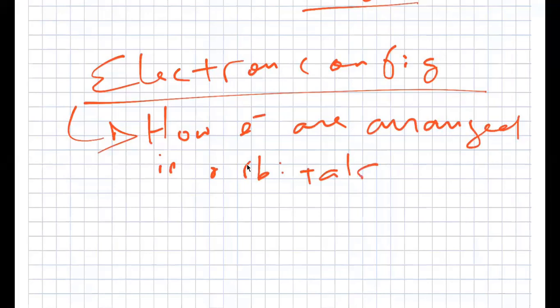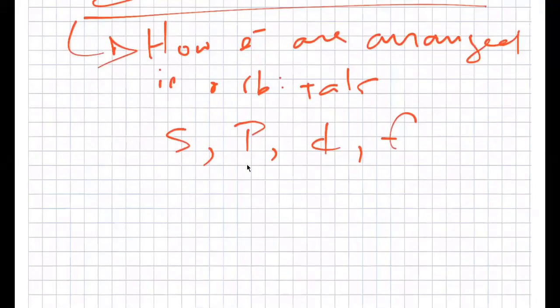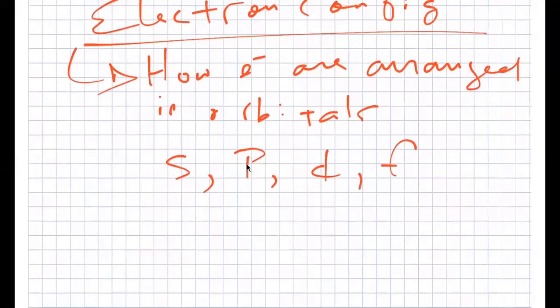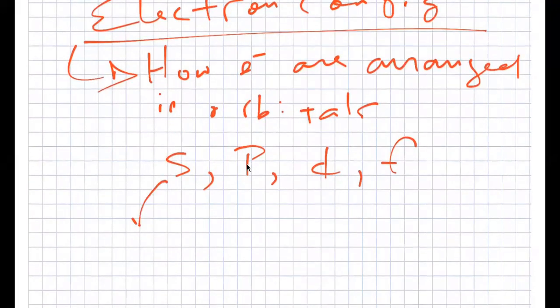If you remember from CHEM, you have s orbitals, p orbitals, d orbitals, and f orbitals. Is that right? Yes. And remember, the S is shaped like a sphere. You remember that? I'm going to do my little shading right here so you'll know it's a sphere.